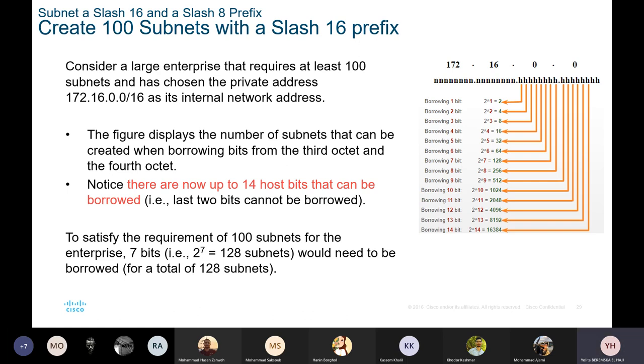To make 100 subnets, how many bits do we have to take from the host part? If we take one bit, that is two subnets. If we have two bits, there will be four subnets. If we have four bits, there will be 16 subnets. So how many do we have to take here? We have to take these 7 bits in order to provide 2 to the power 7, 128 subnets. Of course, we will not take all of them, but the first 100, and we will have some left in this addressing, and the last 28 will not be used.